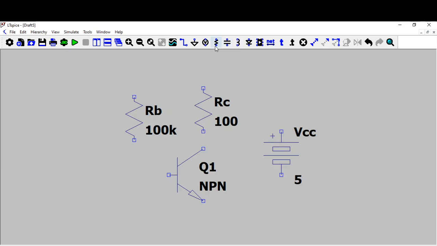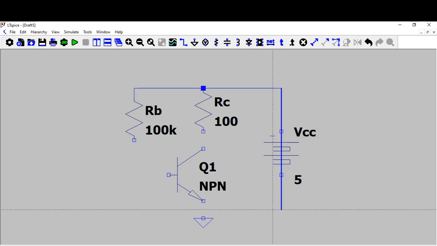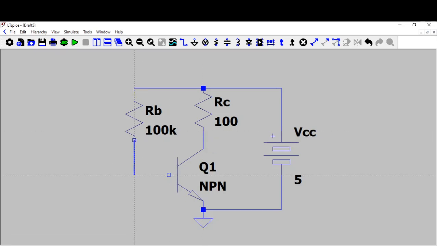Done. Let me do the connection. I need a ground also. Let me put ground here. So let me wire it. Okay, I'm connecting this to this and then to this. Then it is coming all the way down here. It goes here, goes here. From here it comes down. This is again connected here. This will go to base and 5. Okay, now this is RB, RC, and so on.